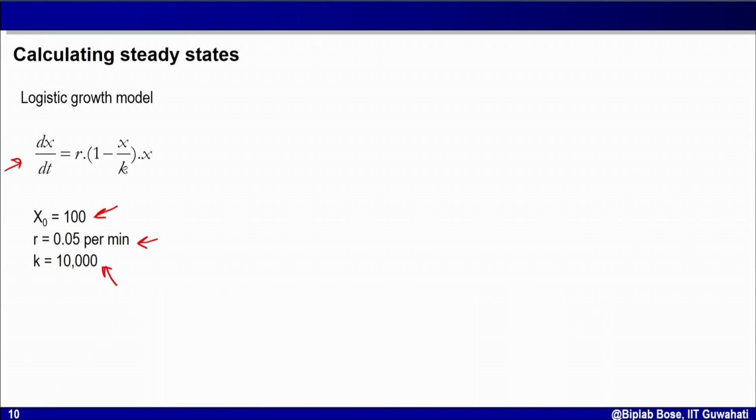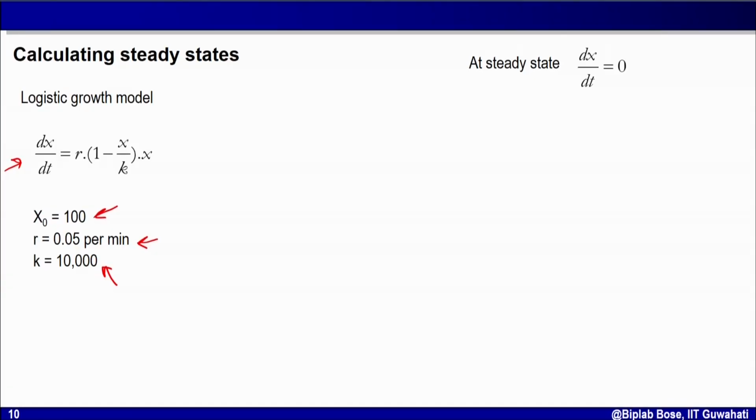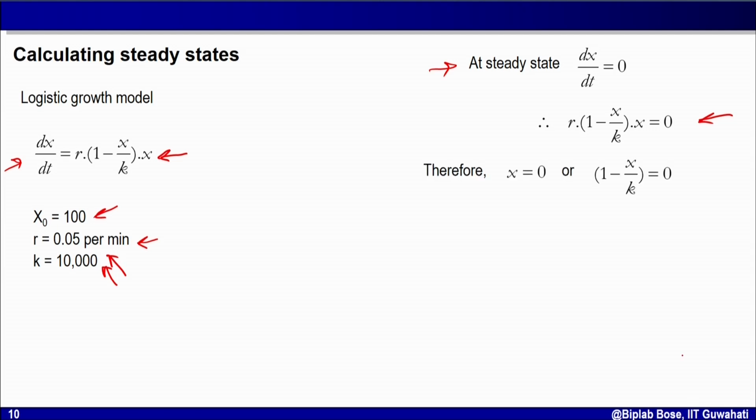I want to find out the steady states for this system. That means I want to find out the values of x for which dx/dt will be equal to 0. How do I use algebra to do that? By definition, at steady state, dx/dt is equal to 0. That means r into (1 minus x by K) into x is equal to 0, because that's what the ODE is telling me. Now once I have this relation, and r is non-zero, that means either x equal to 0 or 1 minus x by K is equal to 0.